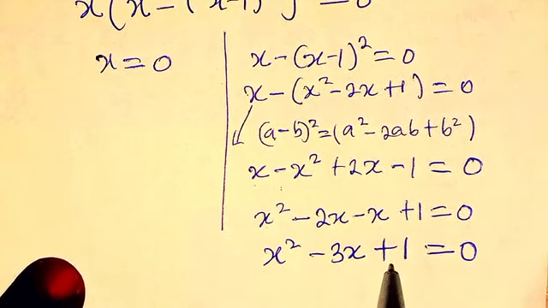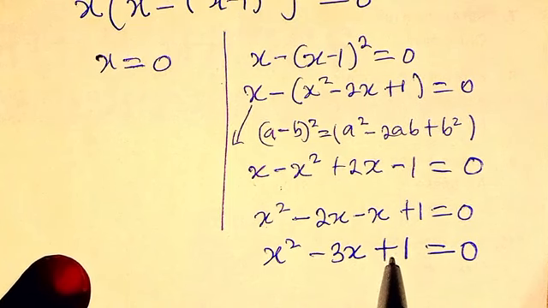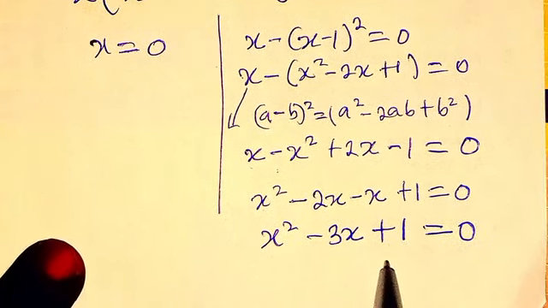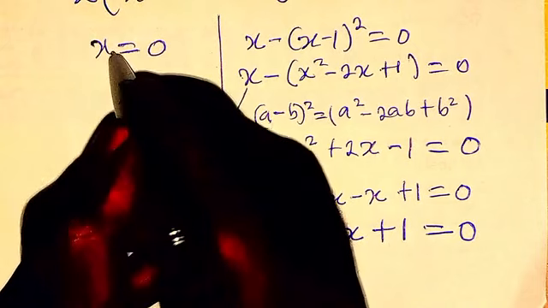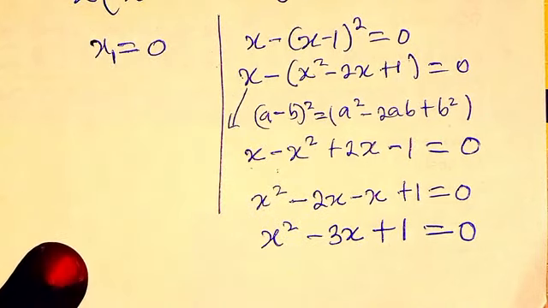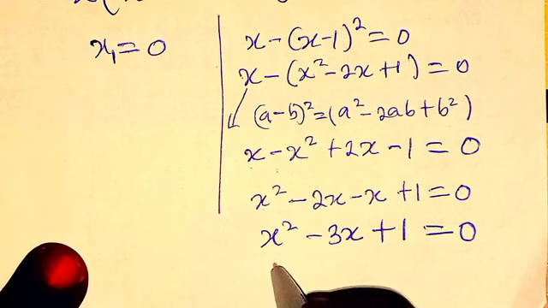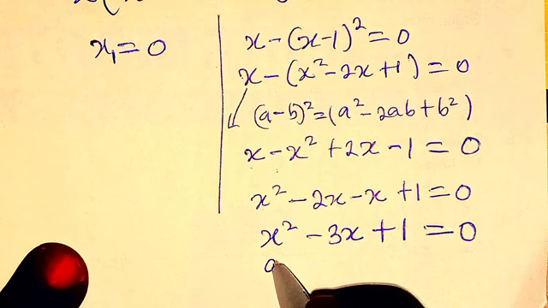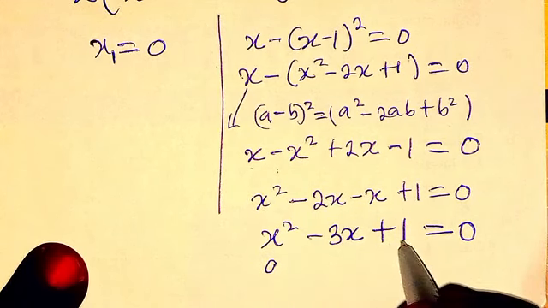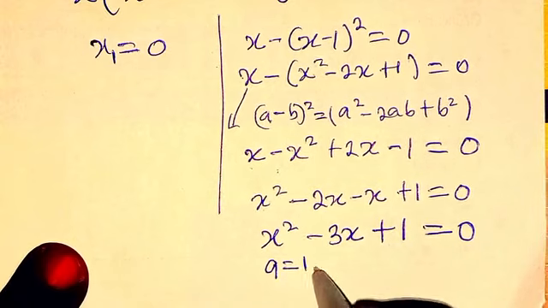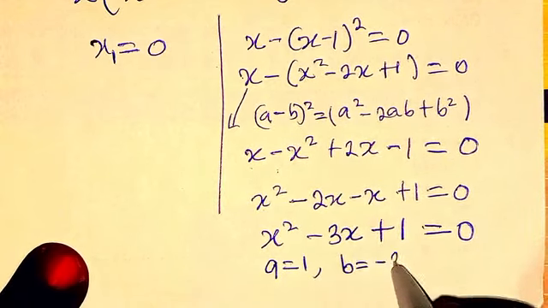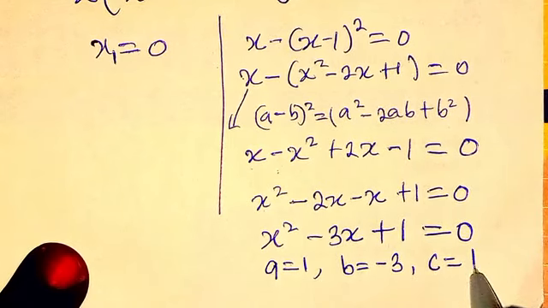Then we have this equation now. This is the equation we are going to solve completely. So x equals 0 is our possible value of x. That is the first one, that is x1 equals 0. So now here we are going to use the quadratic formula. We need the coefficient of x and the constant term, which is a will be 1 here, b is minus 3, while c is 1.